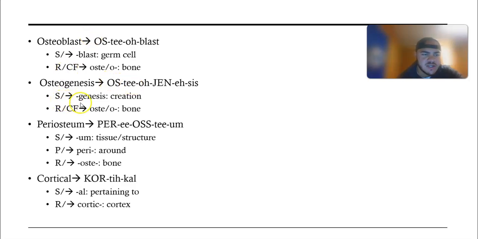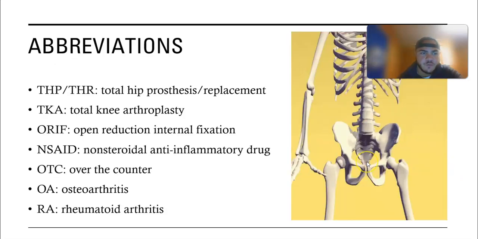Osteogenesis, that suffix genesis means the creation, and that root word again, osteo, means bone, so it's the creation of bones. Periosteum, that suffix is tissue, that prefix peri means around, and that root means bone. Cortical, suffix means pertaining to, root cortic means cortex.